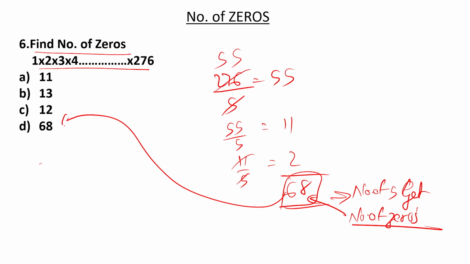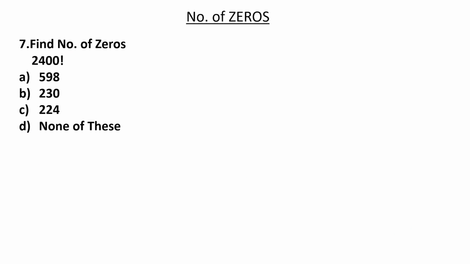That's it. That is our answer. Number of zeros, 68. Problem solved. That's how you do the question. You understand, right? Let's move on to the next question.